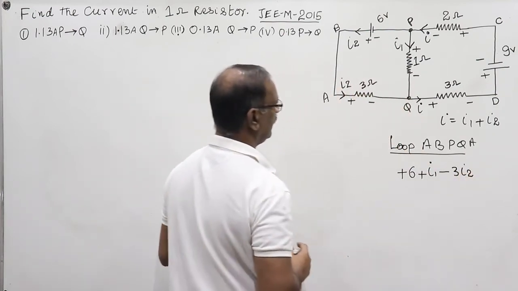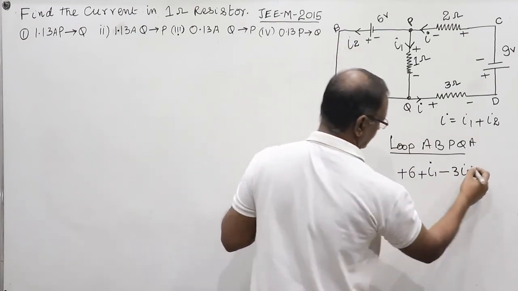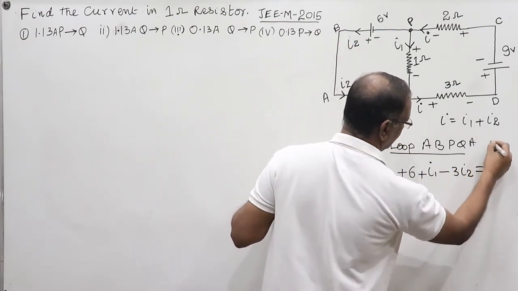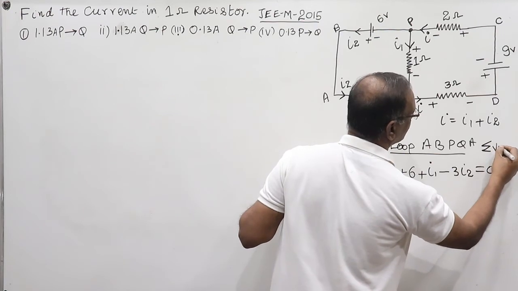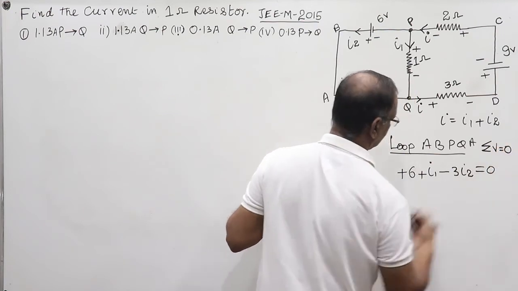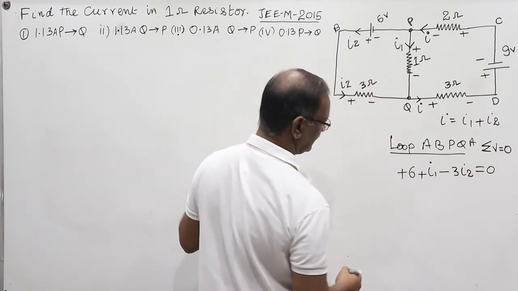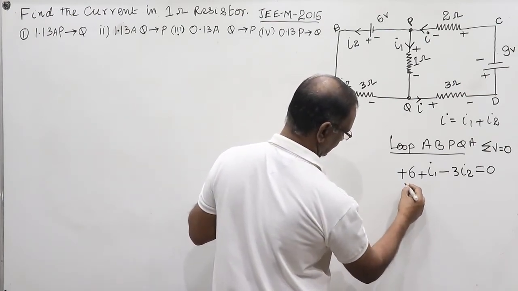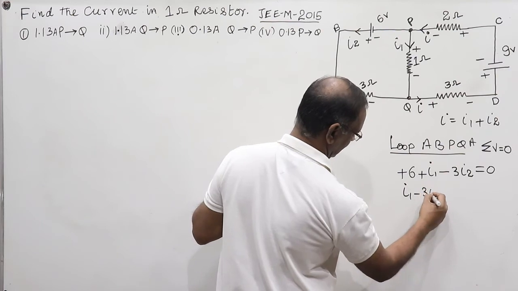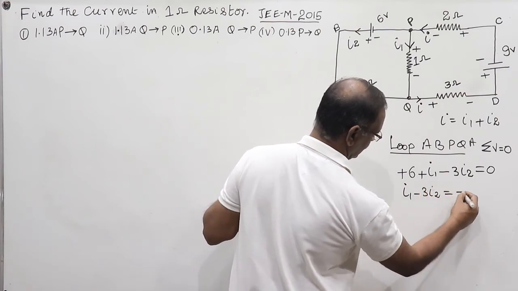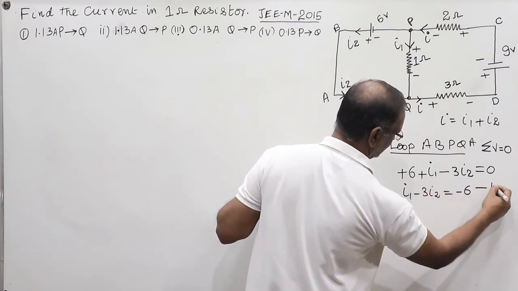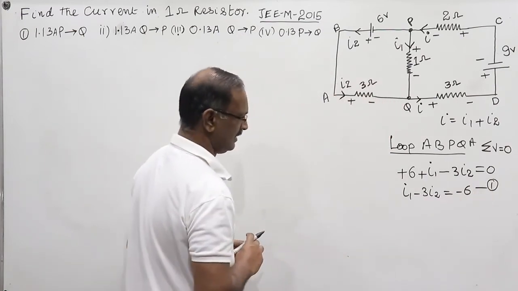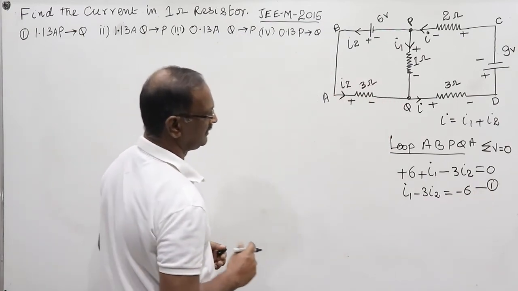3I2 minus 3I2, then we are back, is equal to 0. This is according to the equation: the algebraic sum of voltage across a loop is equal to 0. So we can write this as I1 minus 3I2 is equal to minus 6. This is the first equation, we got it. Then again we will take the loop.